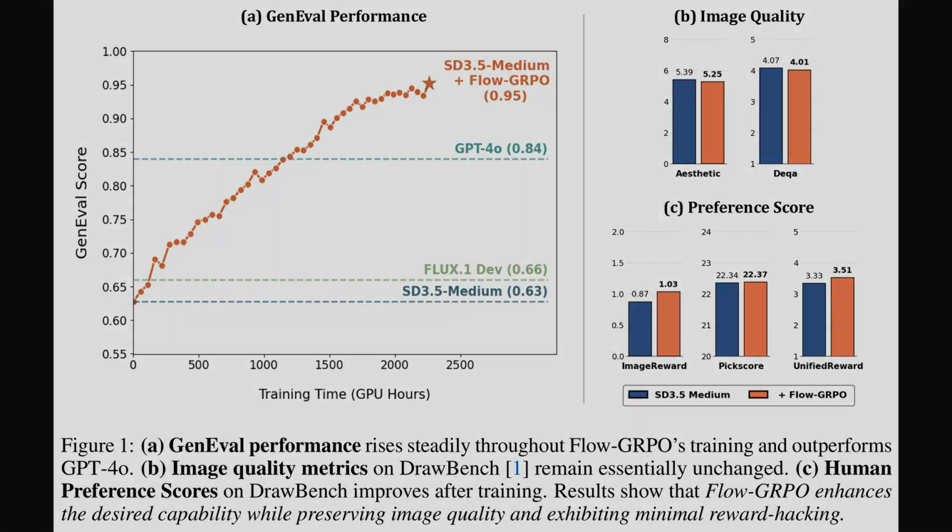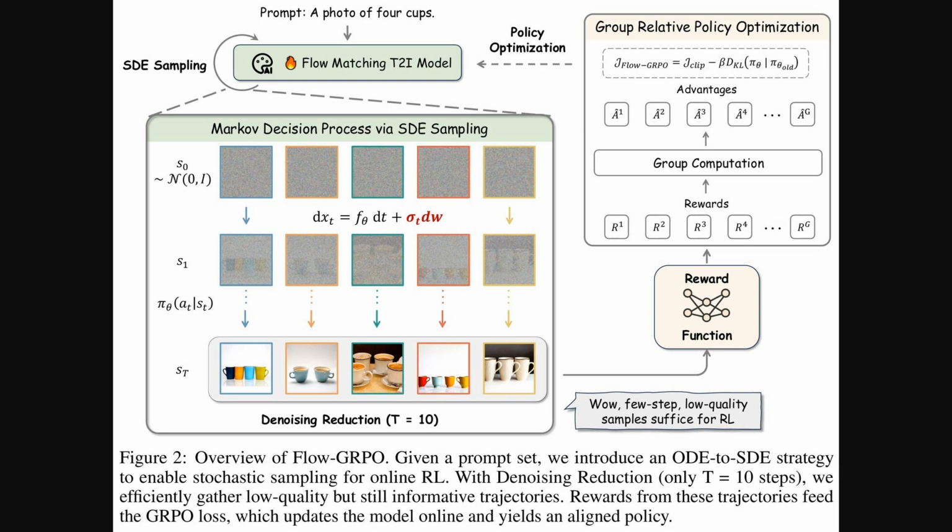the expense of others. Okay, so figure 2 gives us a more detailed look at the Flow-GRPO framework itself. It starts with a prompt, say, "a photo of 4 cups," and then uses that stochastic differential equation sampling we talked about. That's the ordinary differential equation to stochastic differential equation conversion to generate images. This process is framed as a Markov decision process, or MDP, which is essentially a sequence of decisions where each step influences the next, like going from pure noise to a recognizable image.